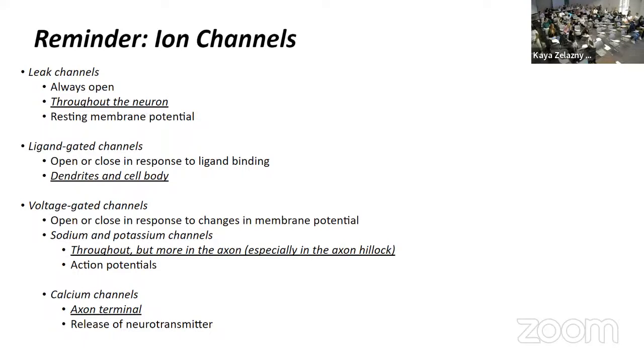And those ligand gated channels are going to be located in the locations where we tend to receive signals. So mainly in the dendrites and the cell body, where we have those synapses with our presynaptic neurons, right? So we had those axodendritic connections, the axon terminal of the presynaptic cell to the dendrite of the postsynaptic neuron. We had axosomatic connections possible as well, so from the axon terminal of that presynaptic neuron to the soma or cell body of our postsynaptic neuron.